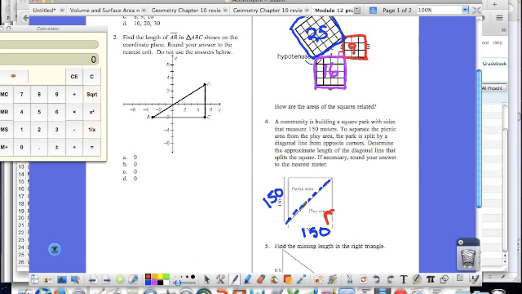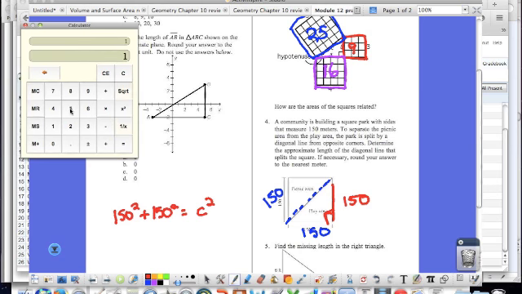So this is 150, right? What's this? 150, right? So a squared, 150 squared, plus b squared equals c squared. So 150 times 150 is 22,500, and I'm going to do that twice. So 22,500 plus 22,500 is 45,000.